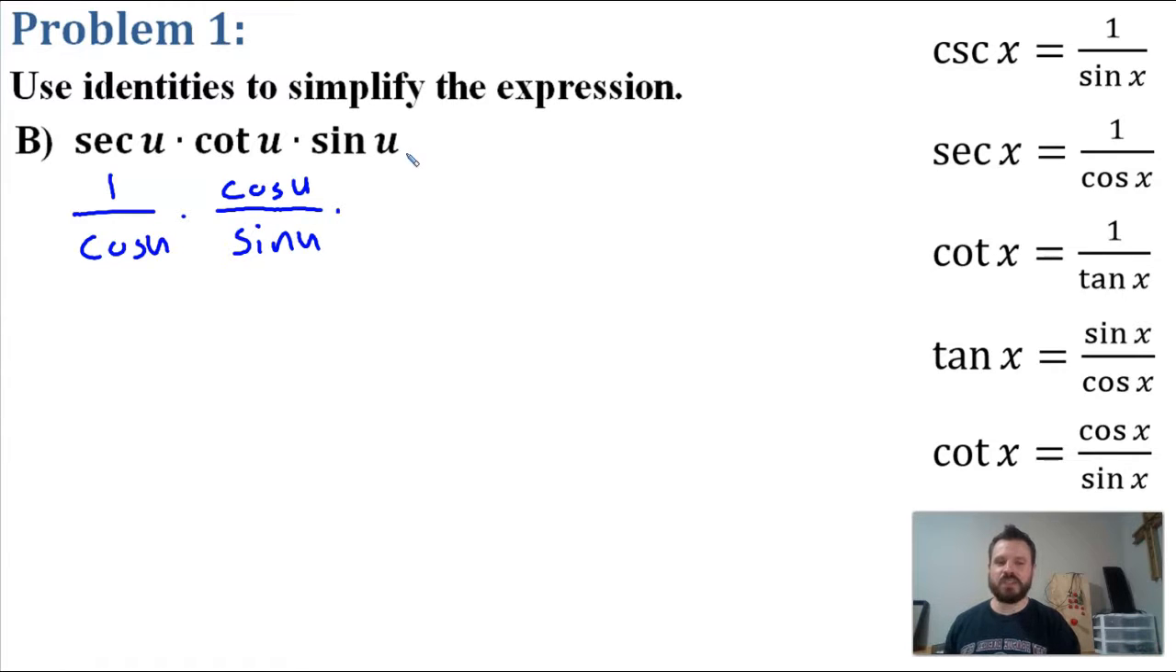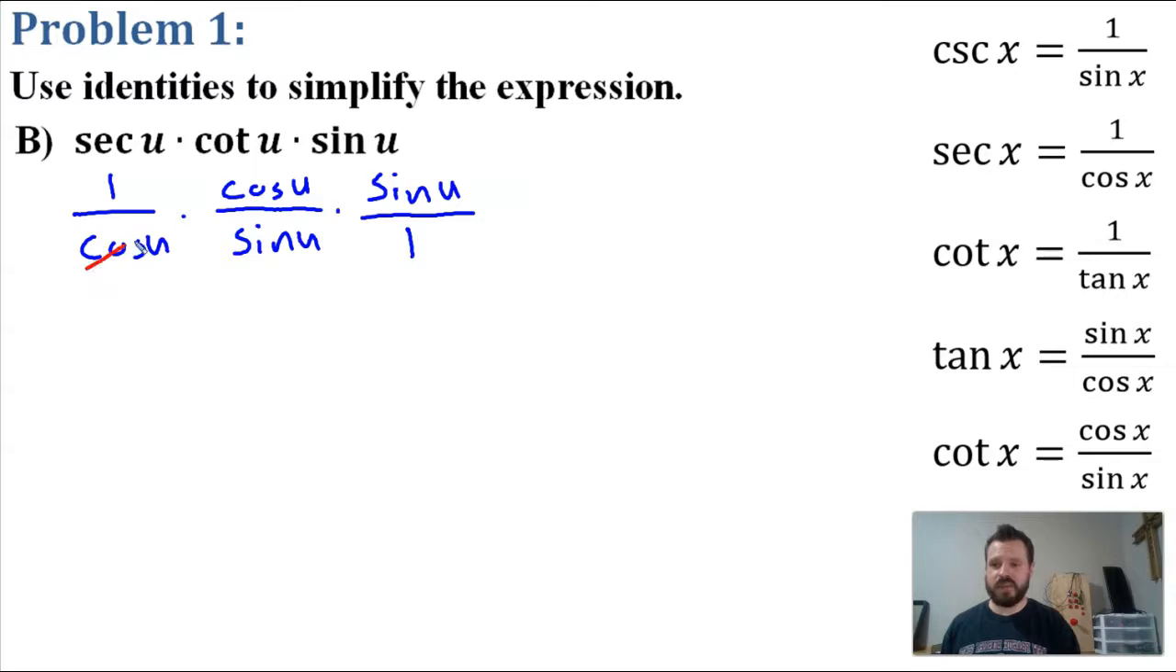And then sine u is already in terms of sine and cosine. It's just the sine. The trick with this problem is I don't need to rewrite that. I'm just going to leave it as sine u. We'll say sine u over 1. Because again, I want everything in terms of sines and cosines. That's going to be what makes the most stuff here cancel.